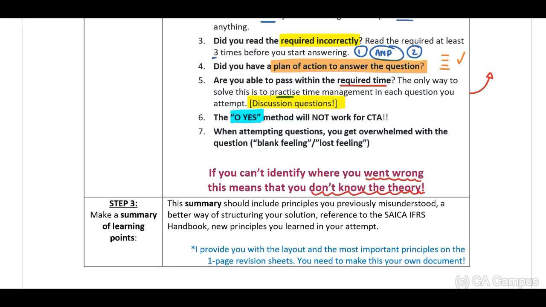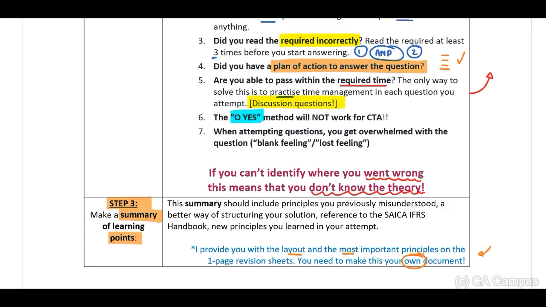Step number 3, you now need to make a summary of your learning points. Now this is the revision page. I provide you with a layout and the most important principles. But remember, you need to make this document your own. Add relevant detail as and when you work through questions and you identify that certain principles are asked which you can't remember. You are able to add this to your revision page. Remember, the summary page is there to help you.